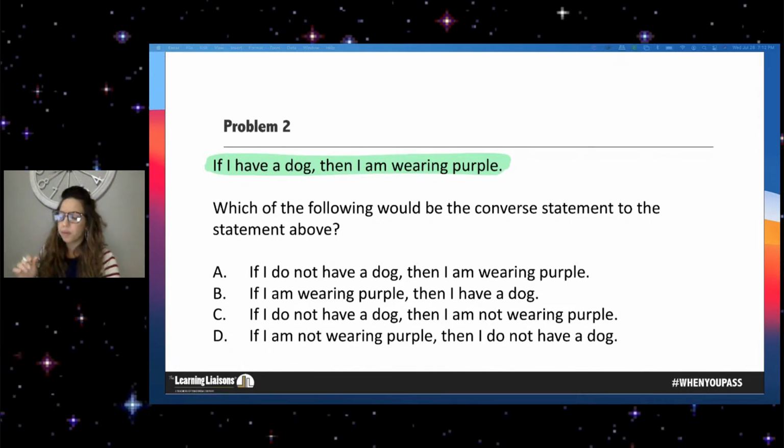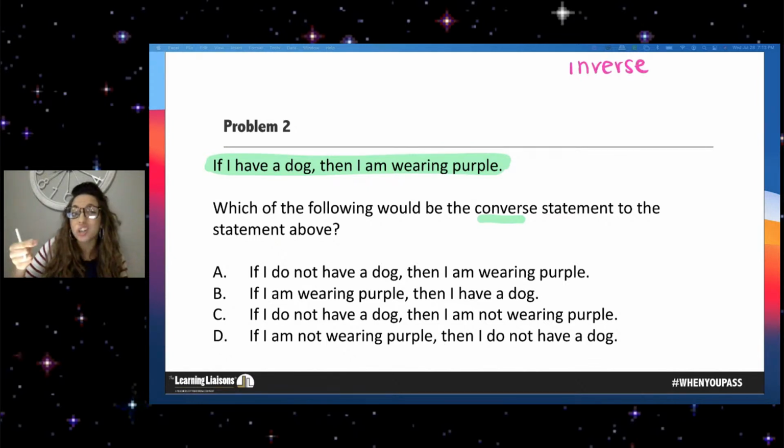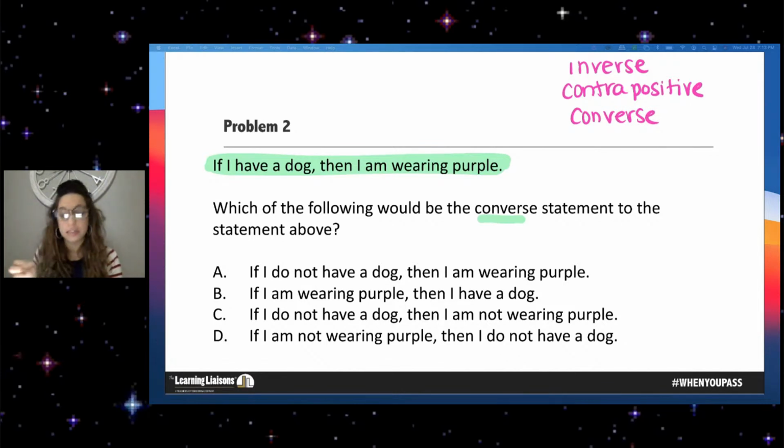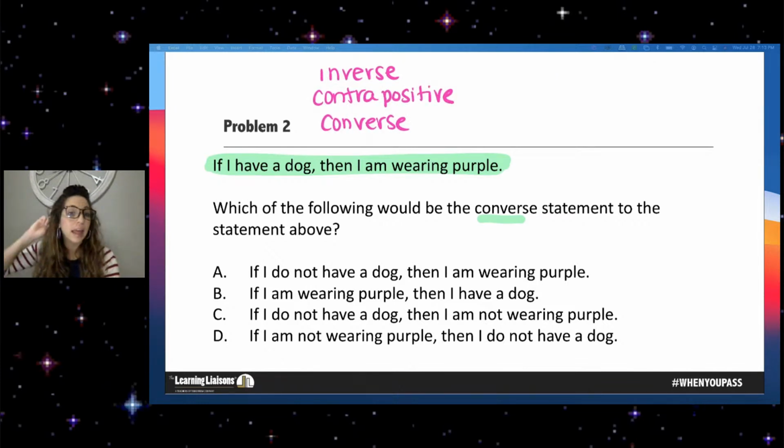Which of the following would be the converse statement to the statement above? Well, they could ask you one of 3 things. Converse, but they could also ask you for the inverse. They could also ask you for the contrapositive. That's a word. Contrapositive. And they can also ask you for the converse. What do these even mean? Well, these apply to if-then statements. So I'm going to move this over here so that I can write with it.